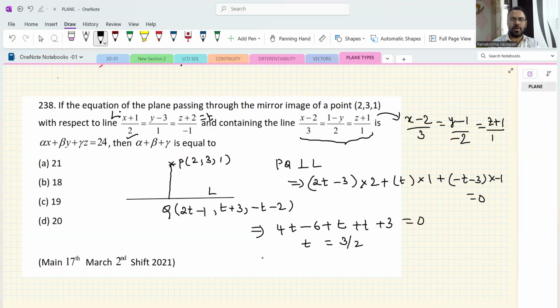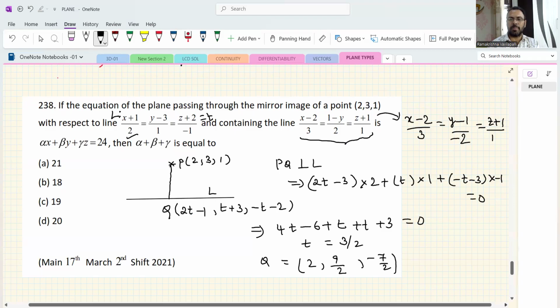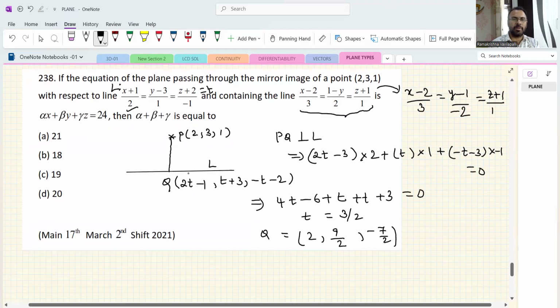Hence, we got the point Q equal to 3 minus 1, 2, and it is 3 by 2 plus 3, which is nothing but 9 by 2, and minus 3 by 2 minus 2, which is nothing but minus 7 by 2. So this is the foot of perpendicular.